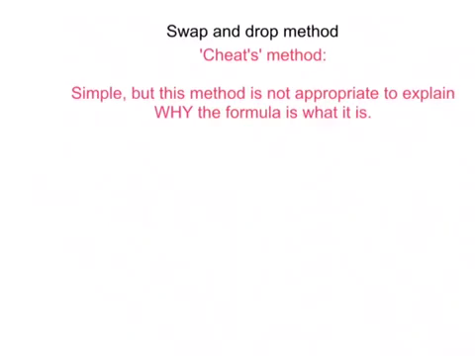Okay, I'm going to show you the swap and drop method, which is kind of like the cheat's method of being able to figure out how you make up these formulae, and it can be a much quicker way of doing things. However, it is not appropriate to use this method to explain why the formula is what it is. So that's what we were just talking about previously. So let's do this with both of the 2 examples that we've done already, and I'll demonstrate how we figure it out.